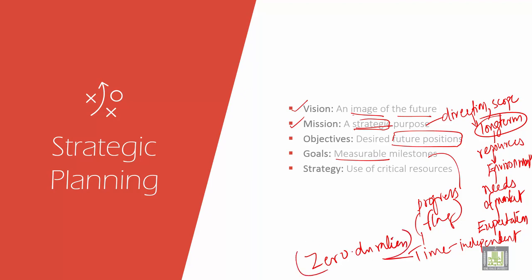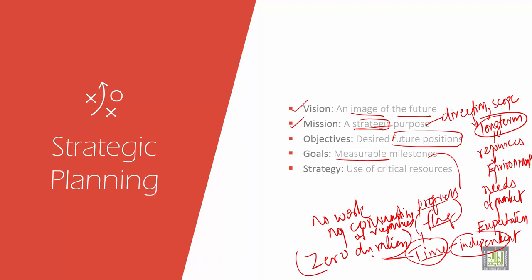And therefore, when there is zero duration, there is no work and no consumption of resources. This is very important to be taken into consideration. So it acts as a progress flag, time is independent, and it is known as zero duration with no work and no consumption of resources. So these are the measurable goals.